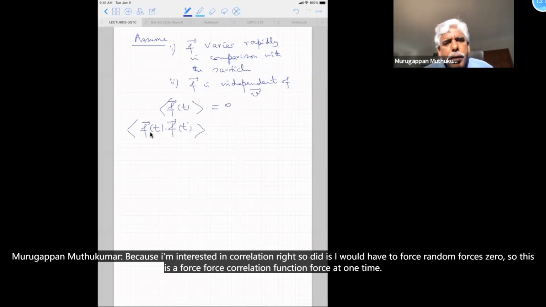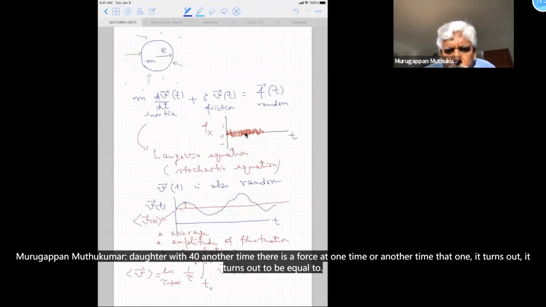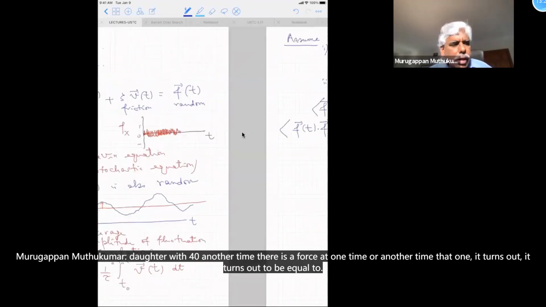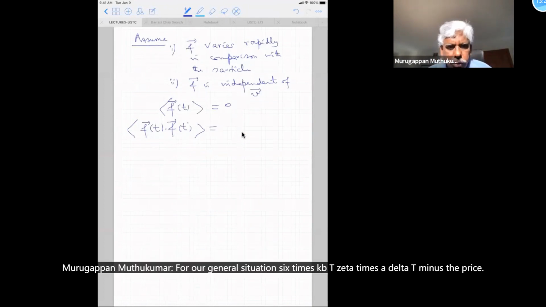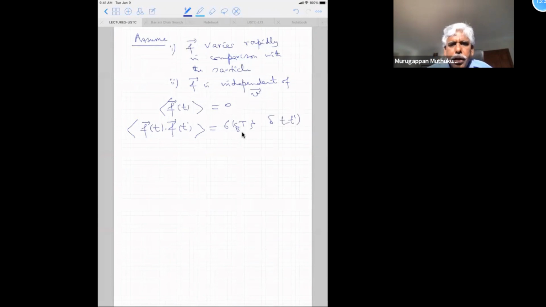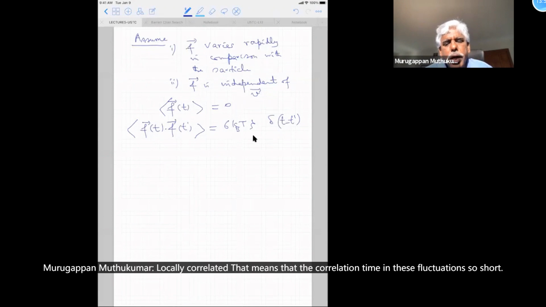Force at one time dotted with force at another time. That one turns out to be equal to, for our general situation, 6 kBT zeta times the delta of t minus t prime. This delta is a delta function. This means when the argument is 0, it has a value. When the argument is not 0, it has no value. It's 0, right? So that means they are locally correlated.